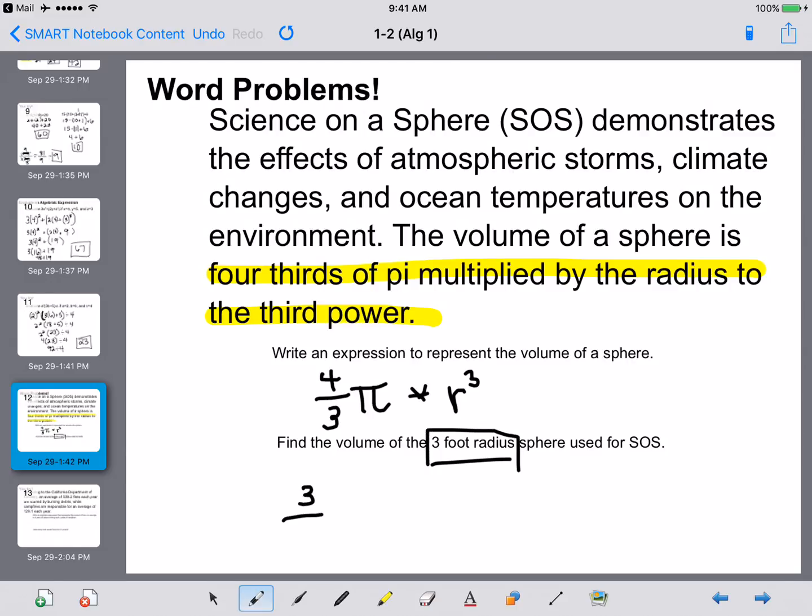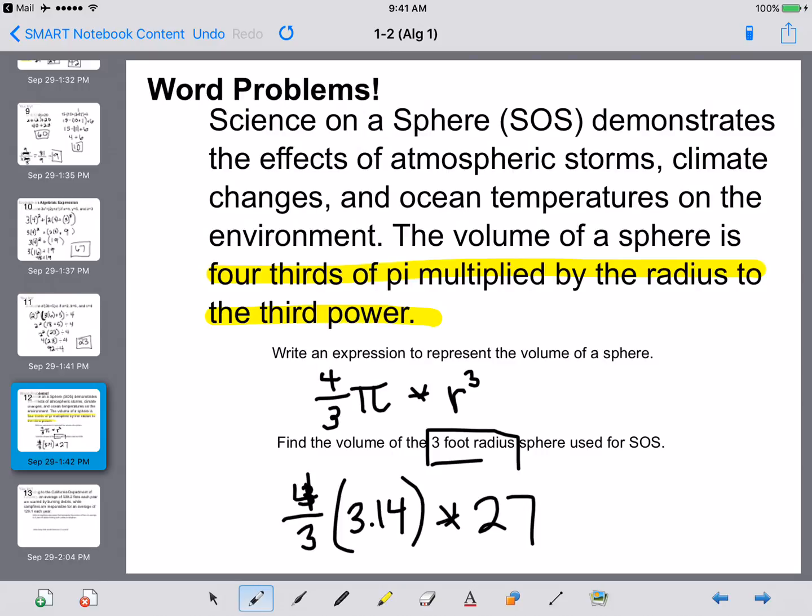I'm going to go 4/3, sorry, times pi, which is 3.14, times our radius, which is 3 to the third. 3 to the third is 3 times 3 times 3. So 3 times 3 is 9, times 3 is 27. Now we've just got multiplication straight across the board. So 4/3 times pi, which is 3.14, gets us 4.186 repeating.